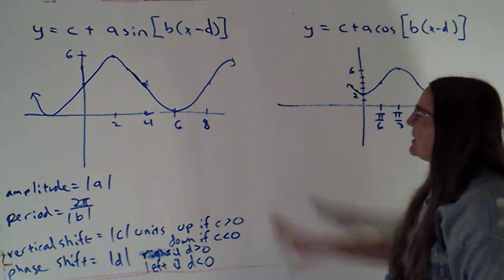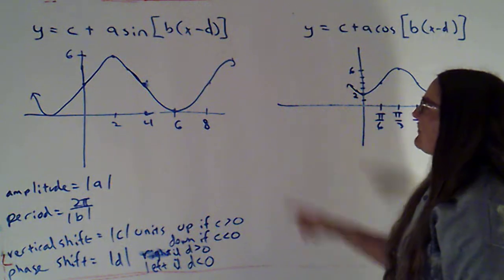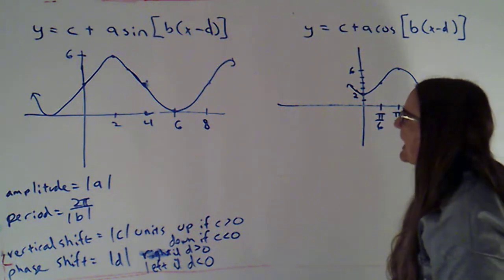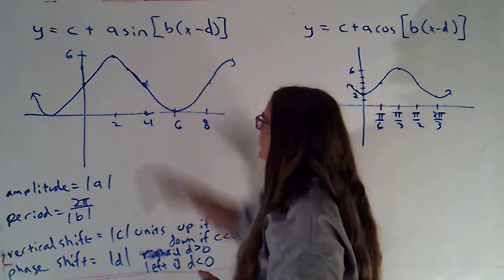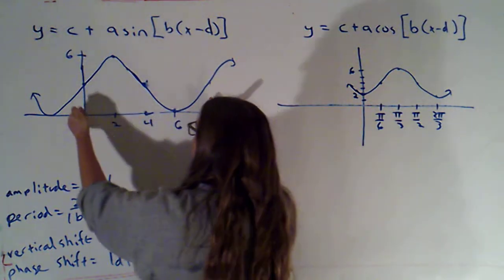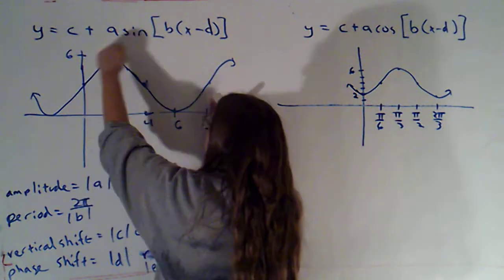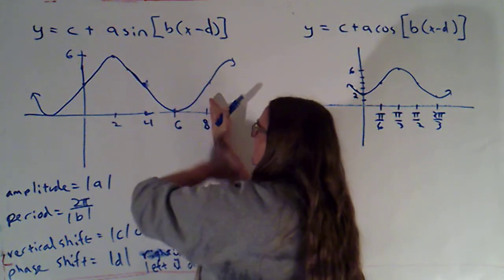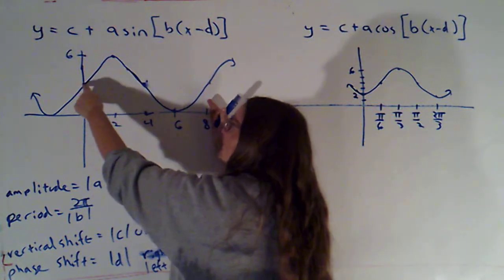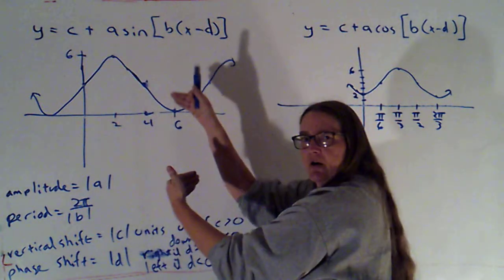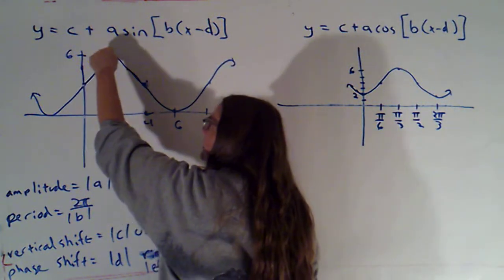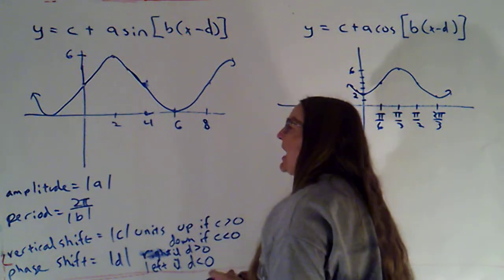Okay, so let's look here. If I want to figure out what A is, well, first of all, since we're looking at a sine graph, it looks to me like we're doing one period as we go from 0 to 8. And that's starting at the middle, going up to high. Doesn't look like we flipped it over. We start at a middle value and go up. So A is going to be positive.